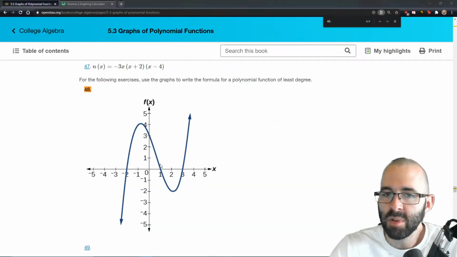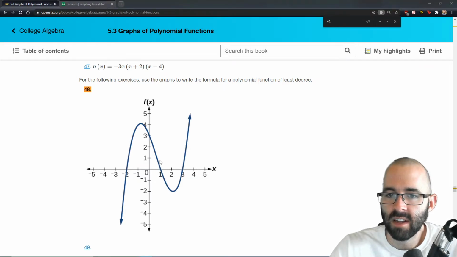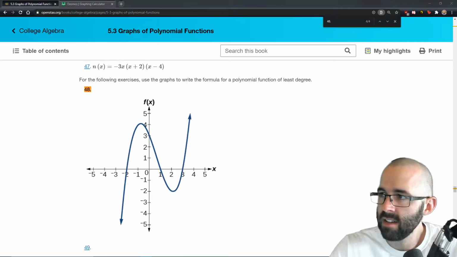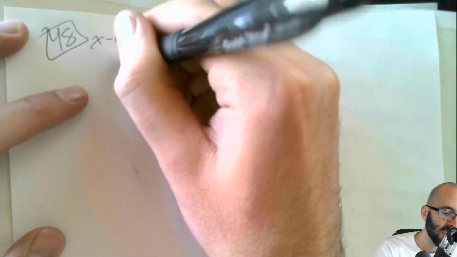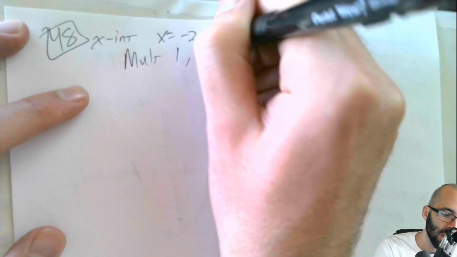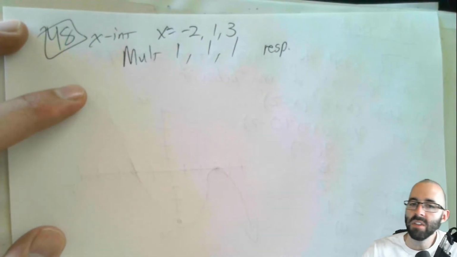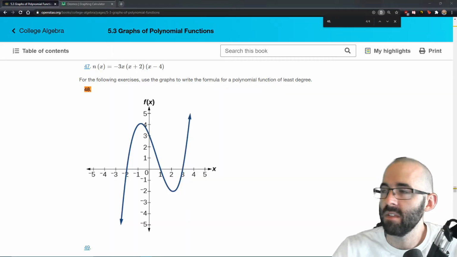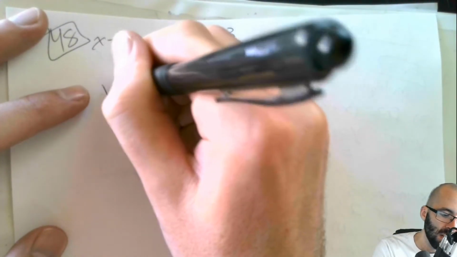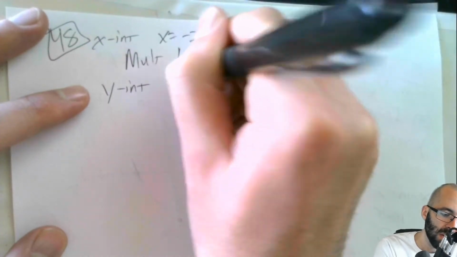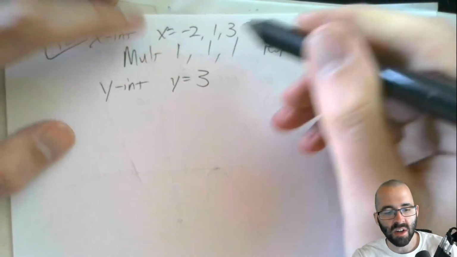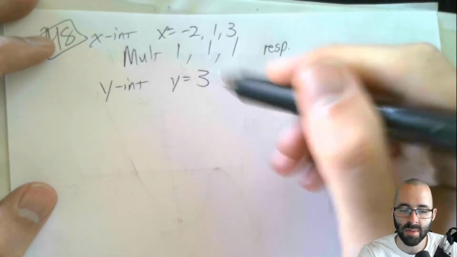And we need multiplicity information as well. It crosses like a line, like a diagonal line. These are all going to have multiplicity 1. We also want to look at the y-intercept. Y-intercept here is positive 3. Let's write that down as well. So let's use all this information to come up with a formula.